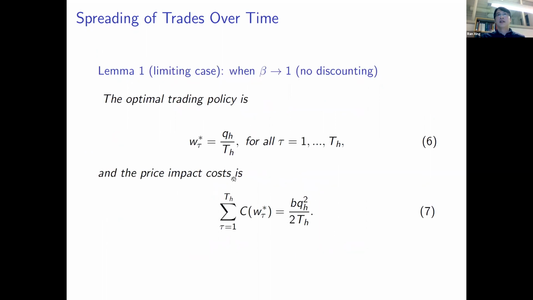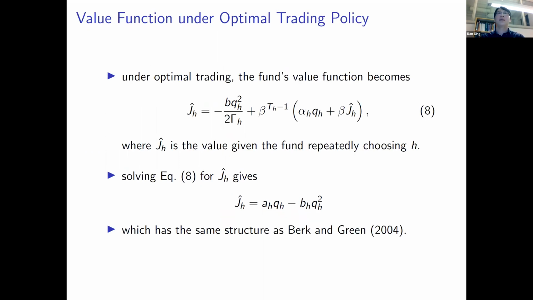Let's look at the limiting case directly. The limiting case of Lemma 1 is when the discount factor goes to 1, that means no discounting. Then the optimal trading policy is given by QH divided by TH. That means the fund simply spreads its trades equally over time. And the trading cost will decrease as the length of the investment period increases, because they can spread their trades equally over time more. So that generates the heterogeneous price impact cost across different horizons.